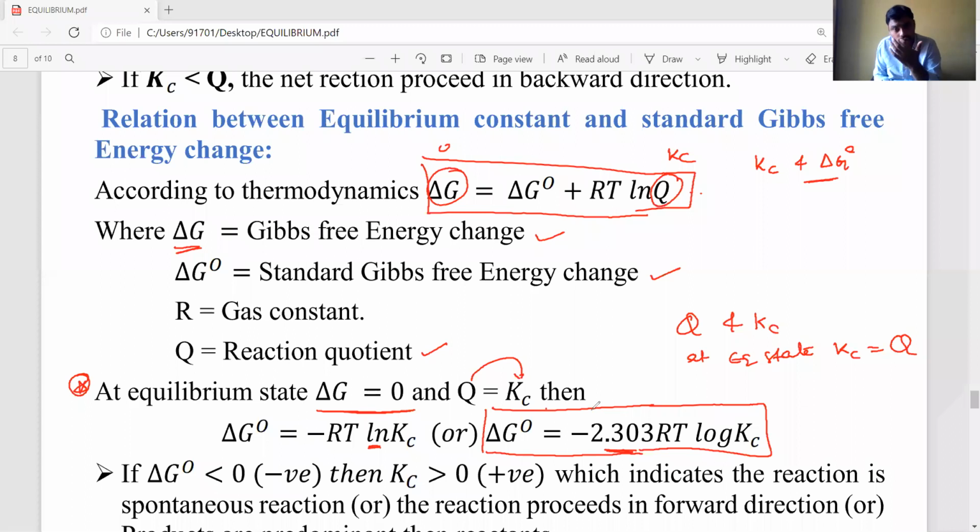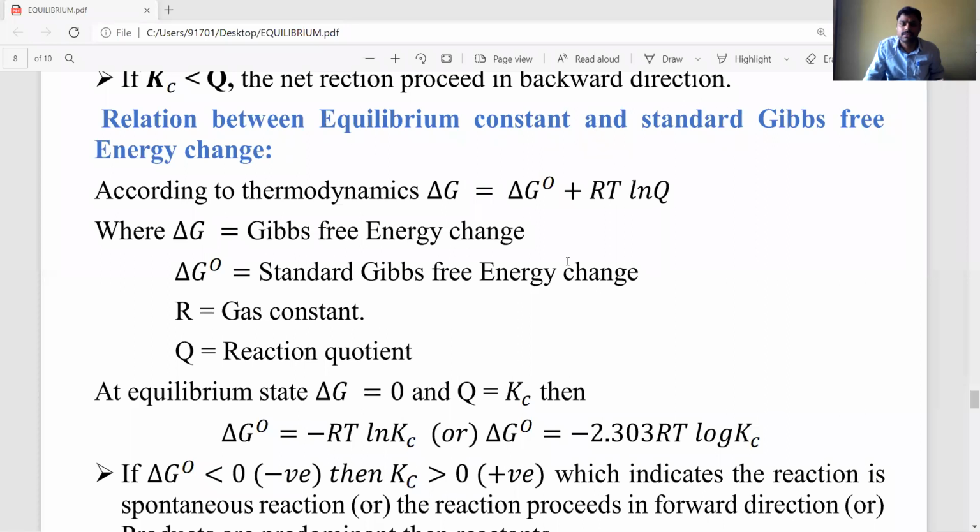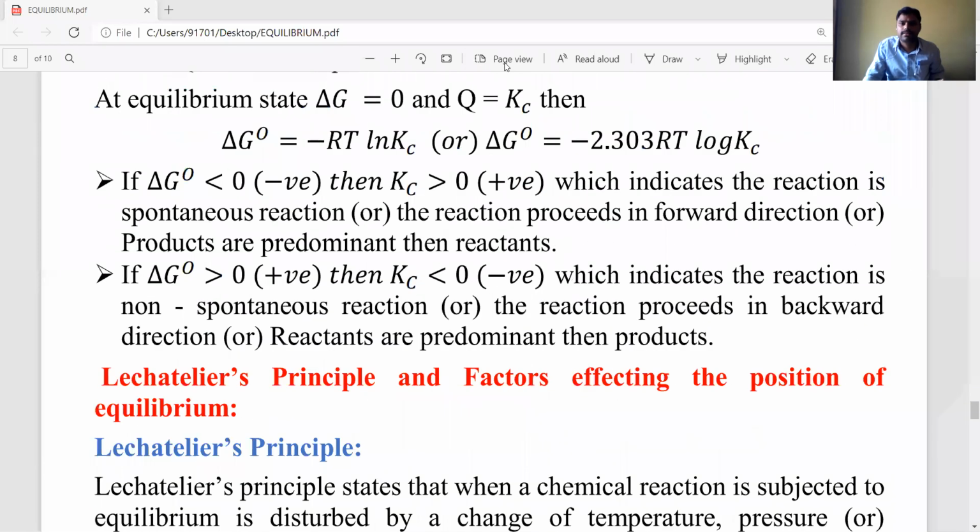Remember, delta G is negative when Kc is positive. Now let's see the important conditions. If delta G naught is negative, it is because of the formula, delta G naught equals minus RT ln Kc. A negative value comes when Kc is positive, because minus into plus is minus. That's why delta G is negative means Kc is positive.